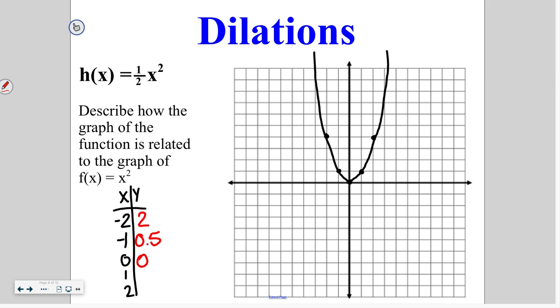1 squared is 1. Half of that is 0.5. 2 squared is 4. Half of that is 2. So we come over to the graph, and we have our new points of (-2, 2), (-1, 0.5), (0, 0), and (2, 2).